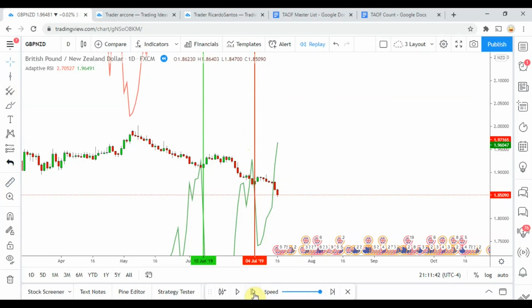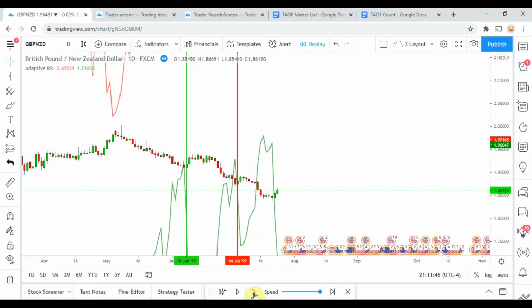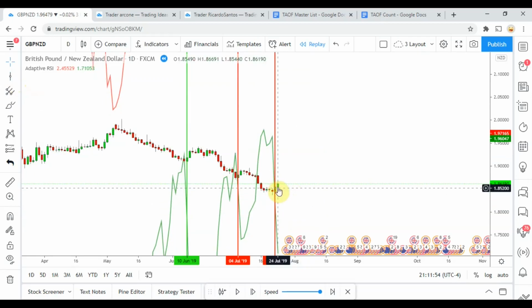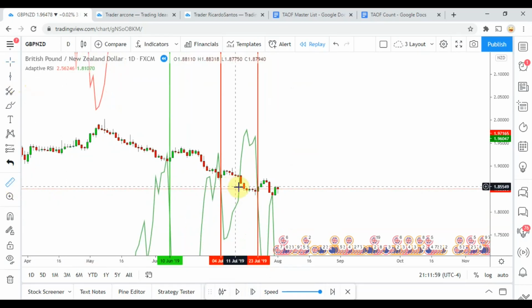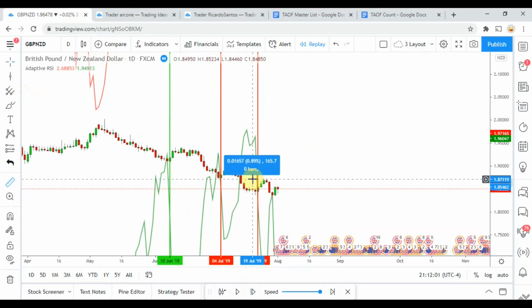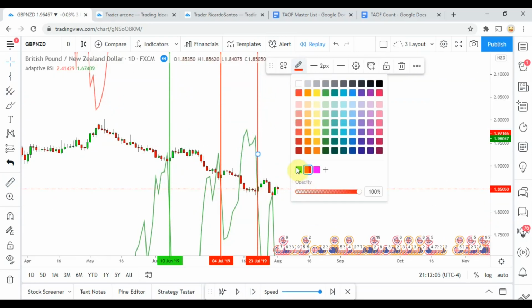Then you see, once again, we break down below the green line right here. And that candle right there would have been the signal candle, entering on this very next candle right there. Let's see. Looks like we would have gotten to take profit on that one.